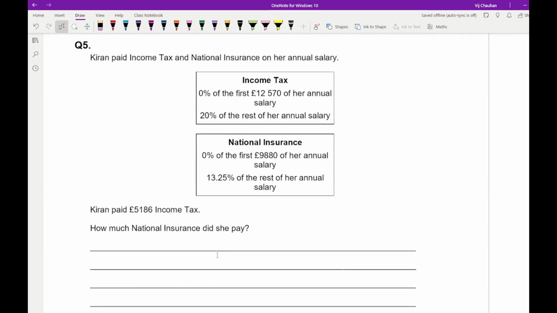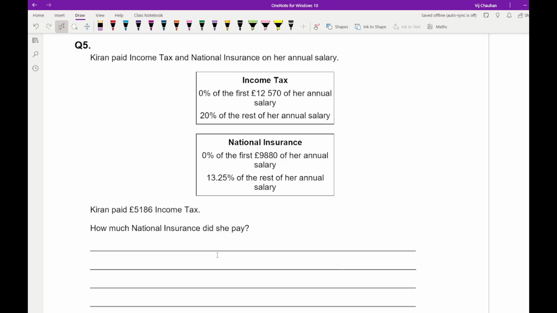Moving on to question 5, it says that Kieran paid income tax and national insurance on her annual salary. The income tax is basically calculated by doing 0% of the first £12,570 of her annual salary, and then 20% of the rest of her annual salary is therefore going to be classed as income tax. For national insurance, 0% of her first £9,880 of her annual salary is not taxed for national insurance, and 13.25% of the rest of her annual salary is then taxed and classed as national insurance.